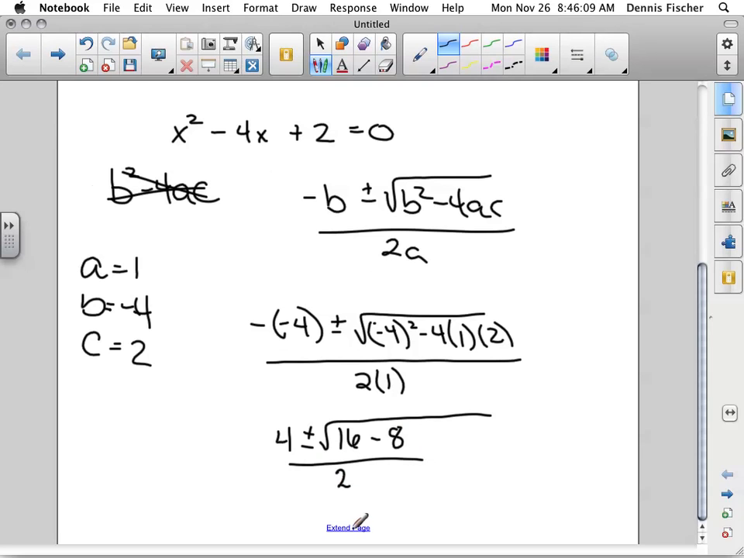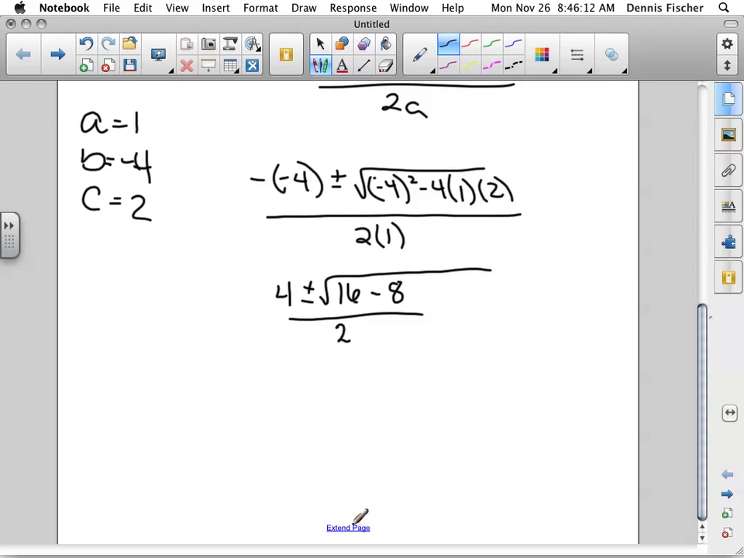Now remember, underneath that square root, it's a minus sign. A lot of people say, oh, it's 16 times the negative 8. No, it's 16 minus 8. So we're going to have 4 plus or minus the square root of 8 over 2. Now square root of 8, I don't know off the top of my head what the number is. You can go to your calculator, it's like 2.8, 2.9, something like that. I'm going to say 2.8.